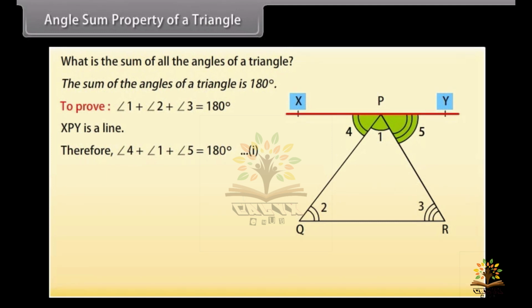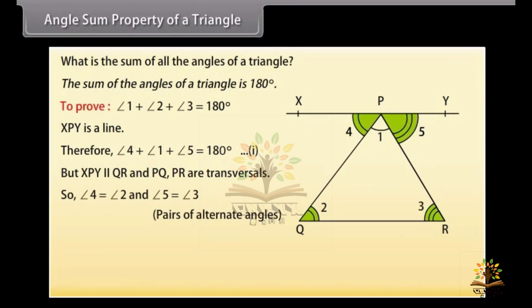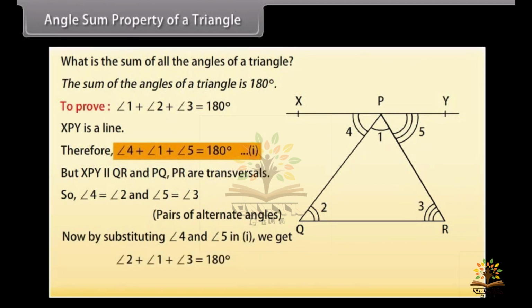Mark it as 1. But XPY is parallel to QR, and PQ, PR are transversals. So angle 4 is equal to angle 2 and angle 5 is equal to angle 3 because these are pairs of alternate angles. Now by substituting angle 4 and angle 5 in 1, we get angle 2 plus angle 1 plus angle 3 is equal to 180 degrees. Or we can write it as angle 1 plus angle 2 plus angle 3 is equal to 180 degrees.